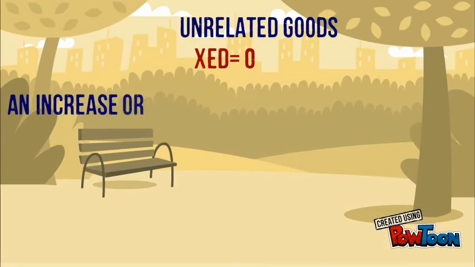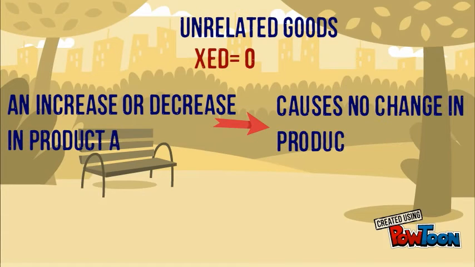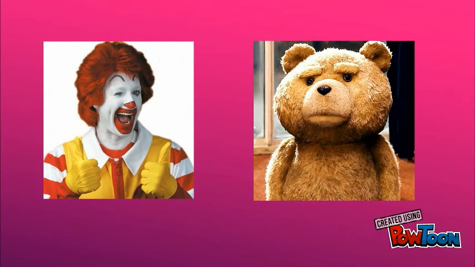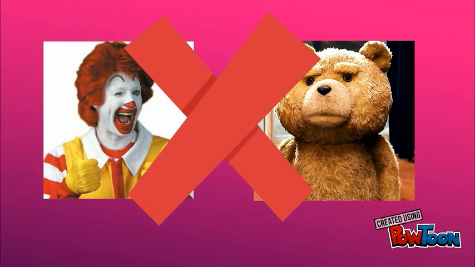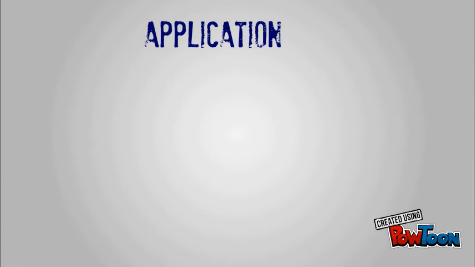Now, when XED is 0, the two goods are unrelated. Thus, the increase in one product causes no change in the quantity demanded for the other product. If we still look at McDonald's, the change of price of McDonald's has no effect on the quantity demanded for teddy bears. Finally, let's take a look at how XED is applied in real life.